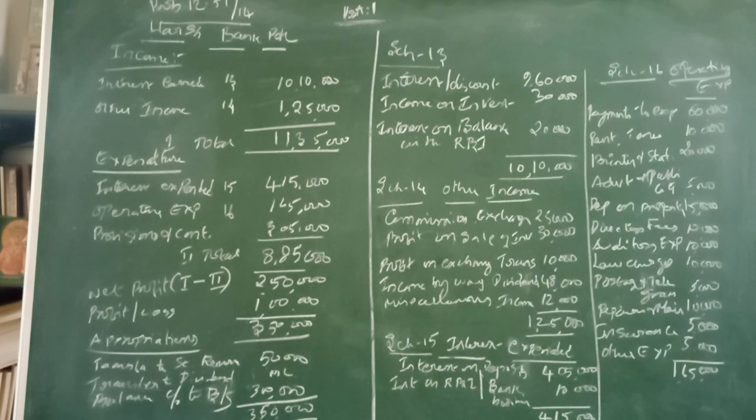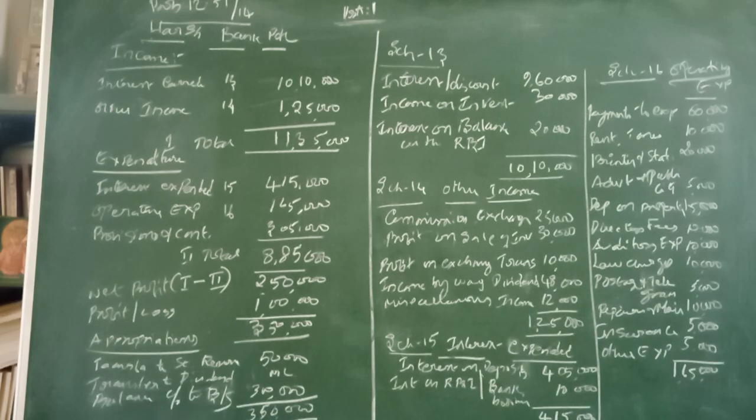Then profit on sale of investments 35,000. Next item is loss on sale of investments. So 35,000 minus 5,000, the balance net amount only I have shown as profit on sale of investments, that is under schedule number 14. Then income from joint venture and dividends from Harsha Limited, those items are also taken in schedule number 14.